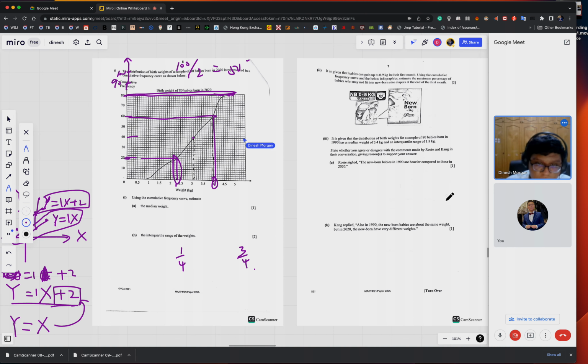Minimum percentage. So it has to be above 5, right? What does that mean? So it's going to be gain up to 0.9. Using the cumulative graph at the below probability, estimate the maximum percentage of babies who may not fit into newborn size at the end of the first month. So it's the 4.1 kg, right? Because if they're born 4.1 and above, then they wouldn't fit.